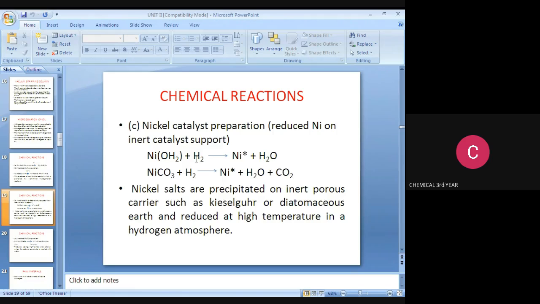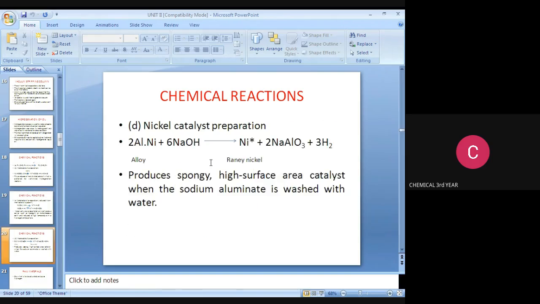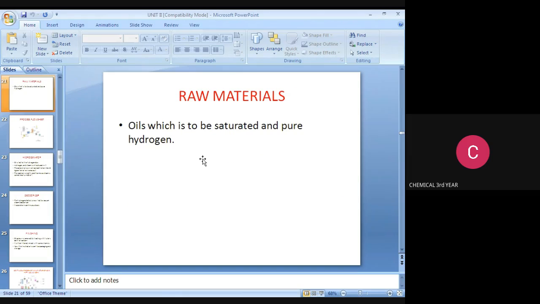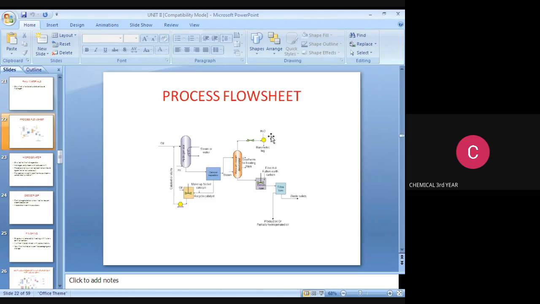Nickel salts are precipitated on inert porous carriers such as kieselguhr or diatomaceous earth and reduced at high temperature in a hydrogen atmosphere. So, nickel catalyst preparation: 2Al-Ni plus 6NaOH gives Ni plus 2NaAlO3 plus 3H2. Raney nickel, an alloy. This produces a spongy, high surface area catalyst when the sodium aluminate is washed with water. Oil which is to be saturated and pure hydrogen.